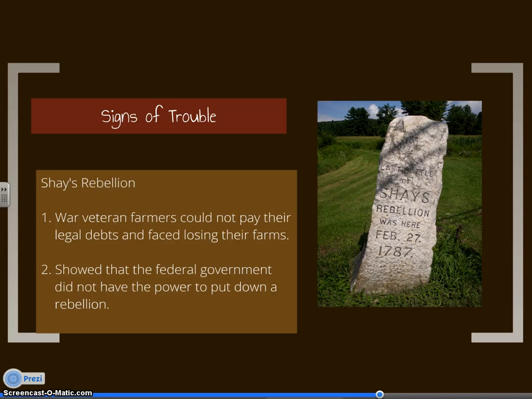George Washington comes in and he is able to settle them down and get them to realize that he's kind of in the same situation and that we can get through this together. But it did show that the federal government did not have the power to put down a rebellion.